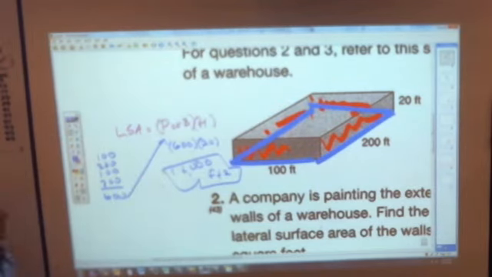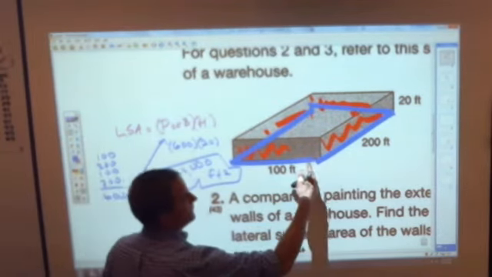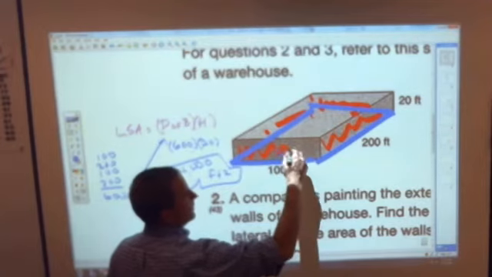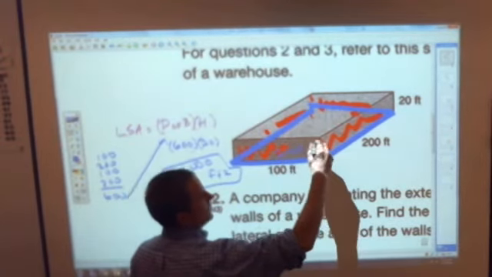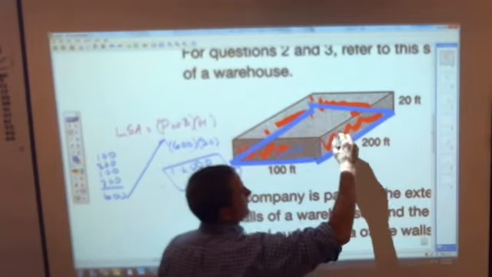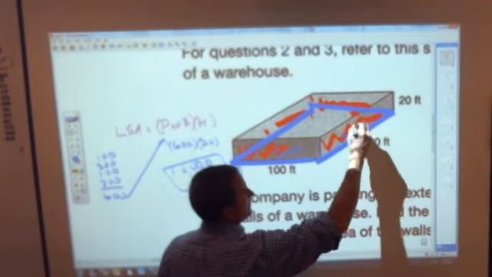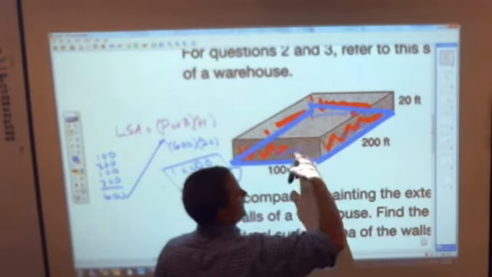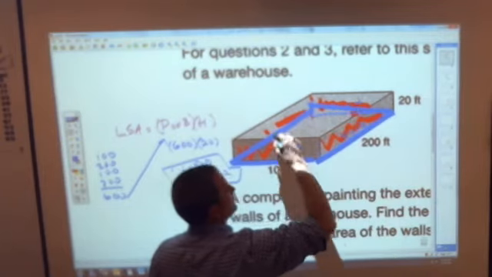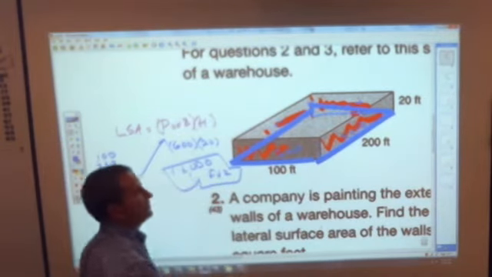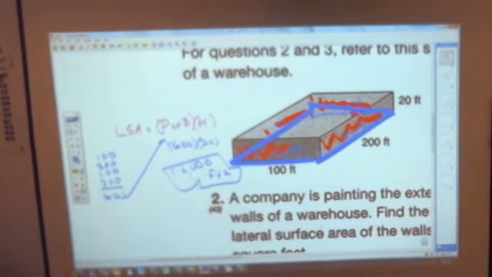Or you could have done it separately. You could have done 100 times 20, this would be 2,000. You could have done 20 times 200, that would be 4,000. This one over here is the same as the front, another 2,000 and another 4,000. You add those together, you're going to get 12,000.